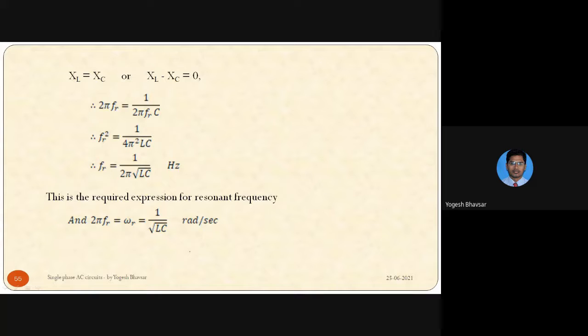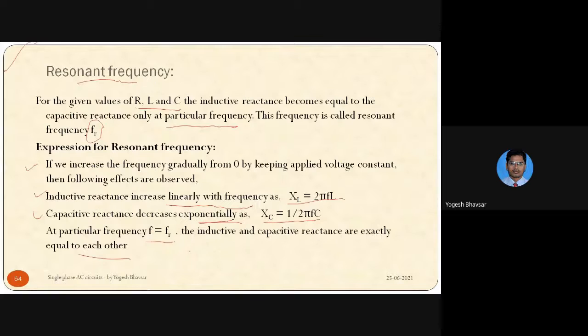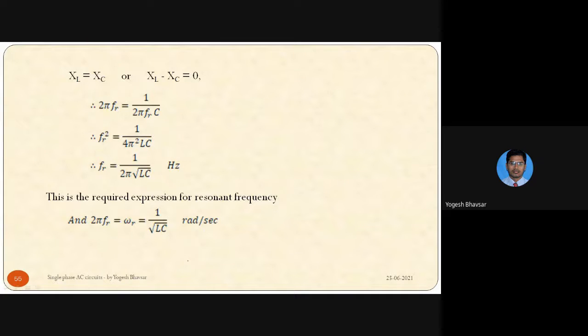Now the derivation for it is very simple. In terms of how to write these things while deriving the expression for resonance frequency, you just write this sentence. What will be the effect of frequency on XL and XC? Now at resonance frequency we have XL is equal to XC, or XL minus XC is equal to 0 in terms of the equation.